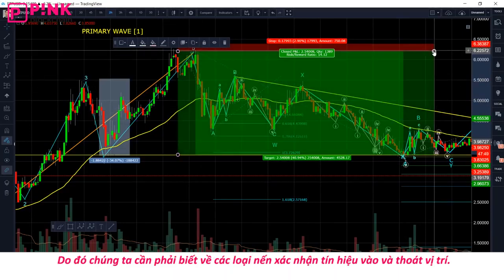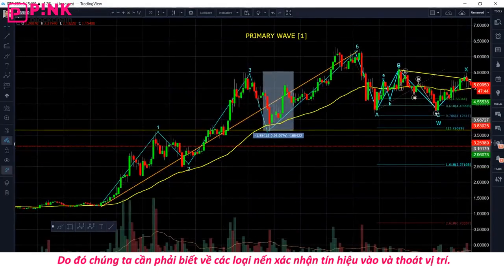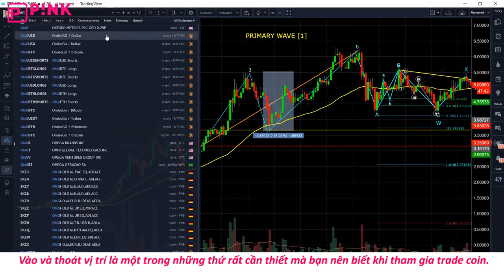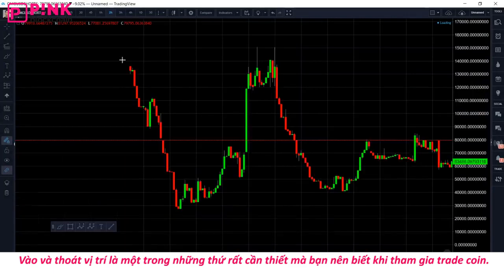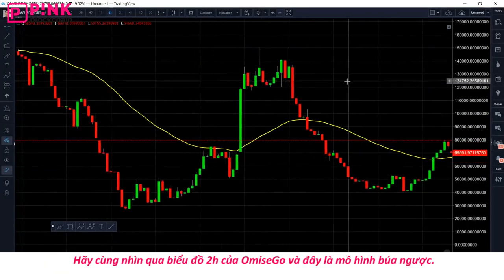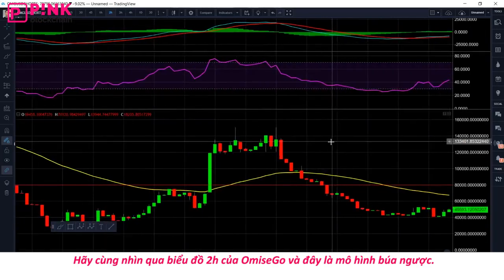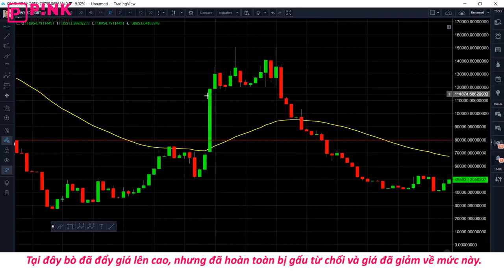So what we're trying to do is look for candles that can confirm an entry or an exit, all right? Once we confirm an entry or an exit, there's a high probability or increases the probability of us being successful with our trade. Let's look at Omise Go 2-hour, for example, okay? This is Omise Go 2-hour. Let's look for a candle like an inverted hammer, okay?